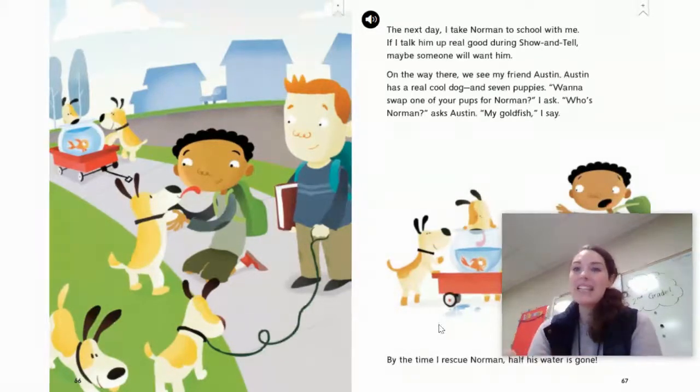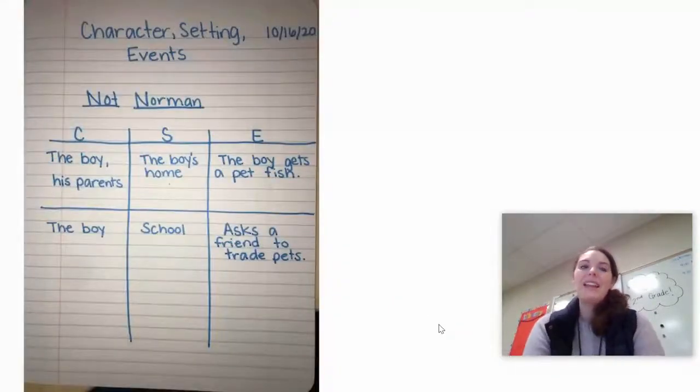That brings us to our second event in the story. The character was the boy, the setting was the school, and the event was that he asks a friend to trade pets. Now, if you would like, you could be more specific and include the friend's name, which was Austin, or you can copy down what I have as well. Remember to pause this video as you work to complete this section. When you're ready, you can press play.